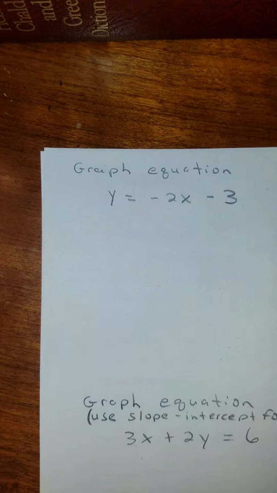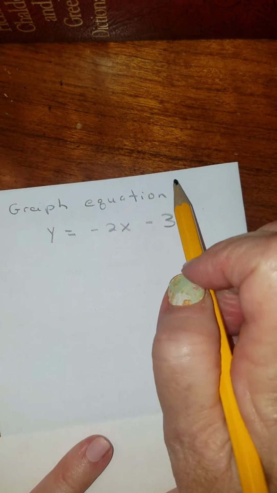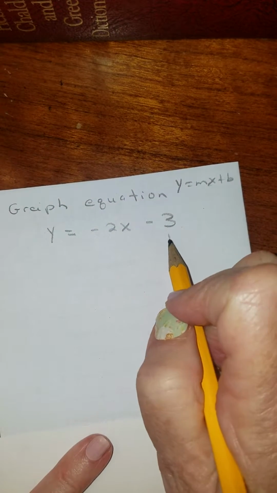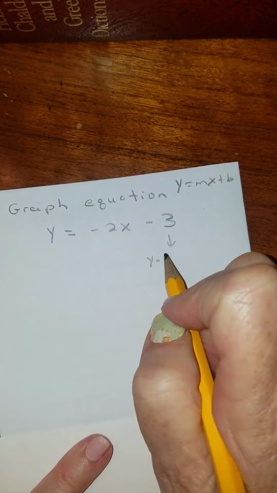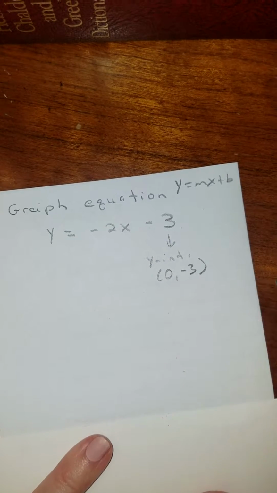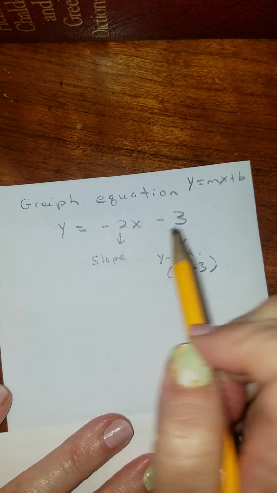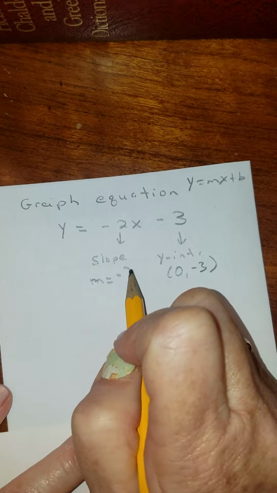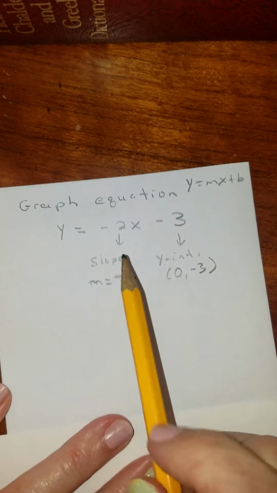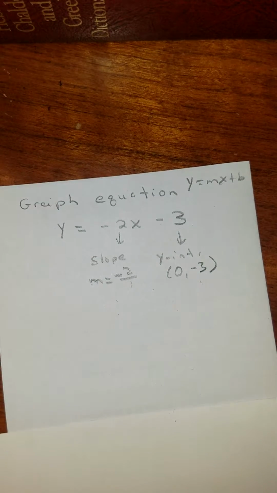So let's look at another problem. It says graph the equation. Well, notice it's in the y equals mx plus b form, right? So that means that this y-intercept is going to be (0, -3). That's a point on the line. This right here is my slope, which means m equals -2, and I'm going to put that over 1, because remember, it's got to be written as a ratio. So I know my slope, I know my point, and now I can easily graph this that quick.